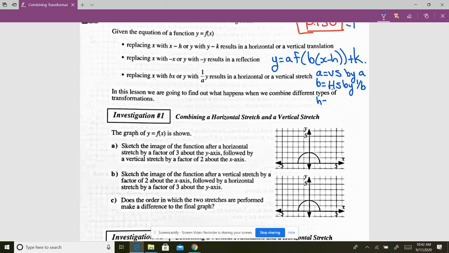What does H do? Left or right? We call those translations, horizontal translations, but left to right works. And K is up and down, or vertical translations. Up and down is much simpler.